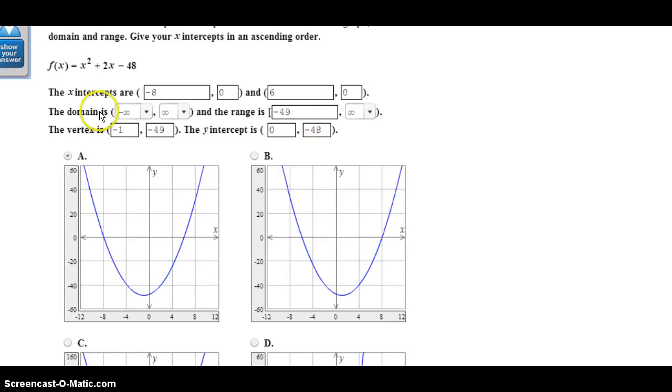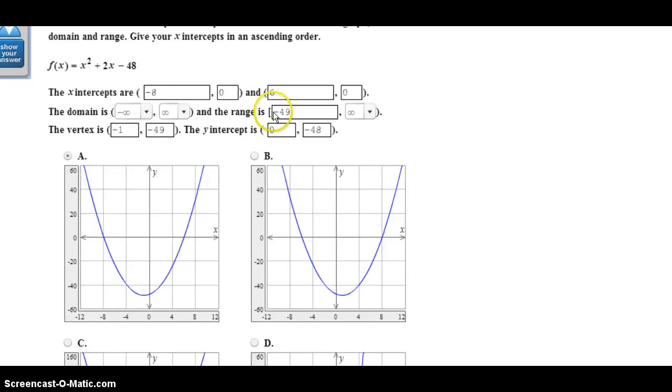Now the domain, for a quadratic like this, is always negative infinity to infinity. By default, the domain is always all the numbers. If a certain equation has division by 0 or a negative under a square root sign, that's going to exclude some numbers. But there's no division here, there's no square roots, so it's just going to be all the numbers. The range is the y values we're looking at, the output from this equation.